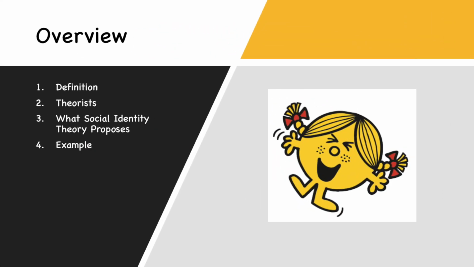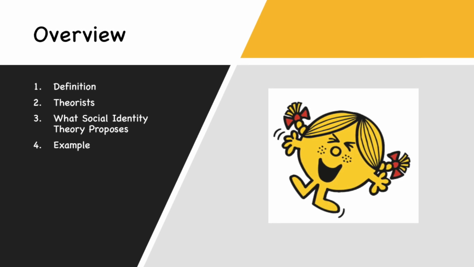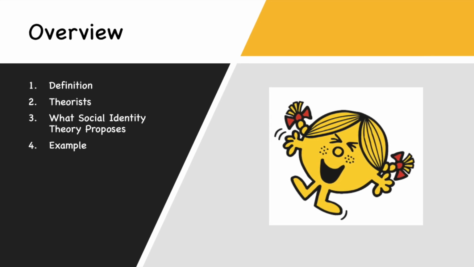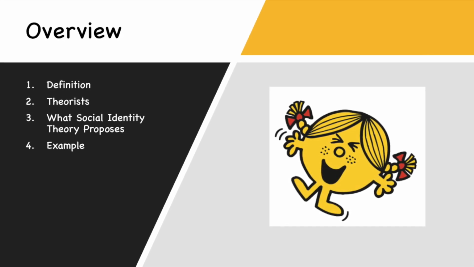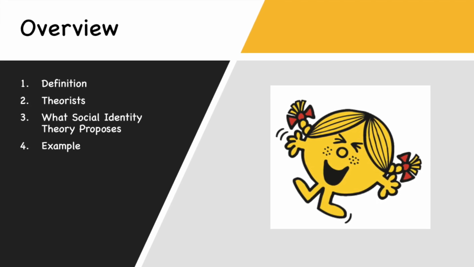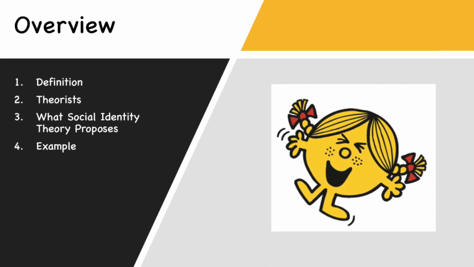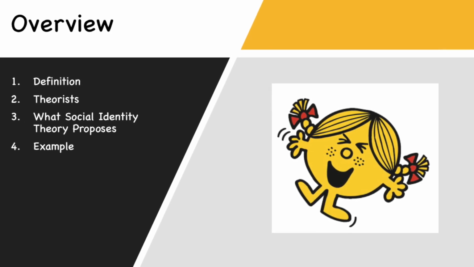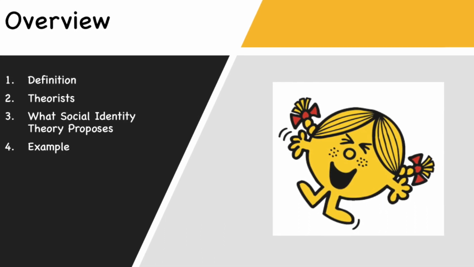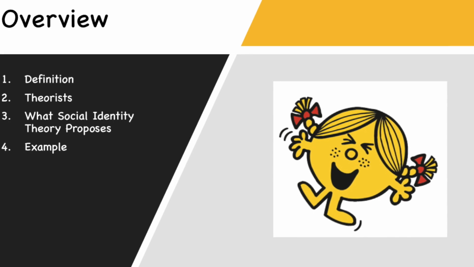Let us begin by taking a look at what will be covered today. First, we will briefly go over the definition of social identity theory. Second, we will take a quick minute and get to know a little bit about the scholars behind this theory. Third, we will go over what social identity theory proposes to get a better understanding of how this theory works. And finally, we will see how social identity theory can be applied through an example. Let's get started.